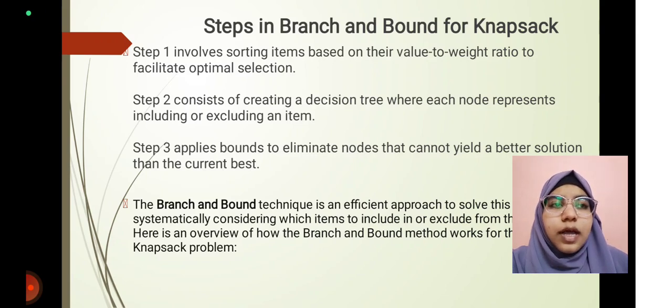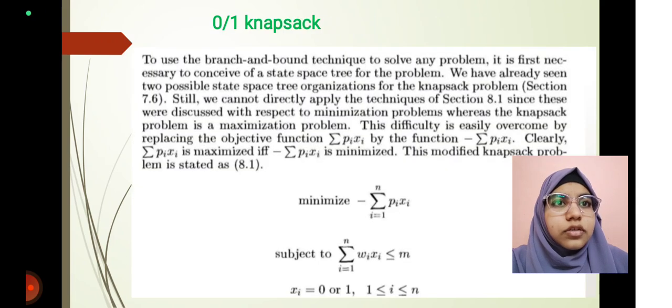Steps in branch and bound for knapsack. Step 1 involves sorting items based on their value to weight ratio to facilitate an optimal solution. Step 2 consists of creating a decision tree where each node represents including or excluding an item. Step 3 is applying bounds to eliminate nodes that cannot yield a better solution than the current best. The branch and bound technique is an efficient approach to solve this, systematically considering which items to include or exclude from the list. Here is an overview of how the branch and bound method works for the knapsack problem.